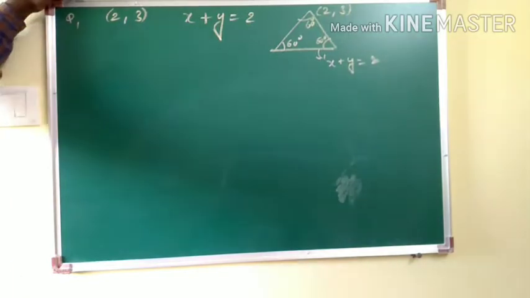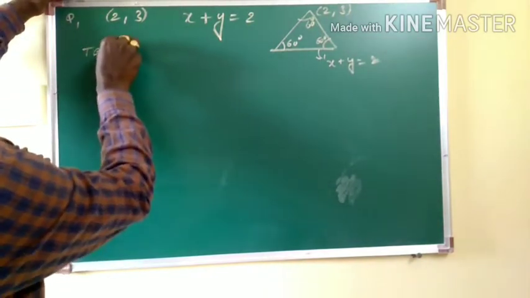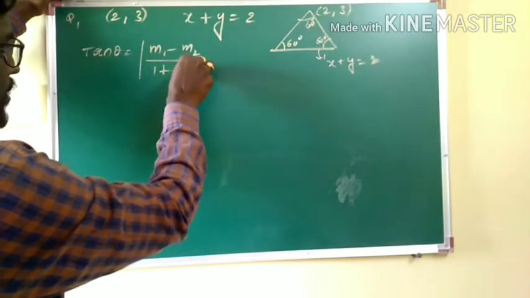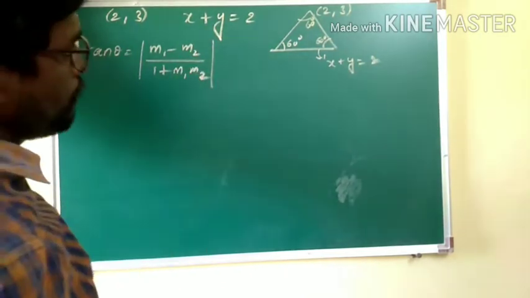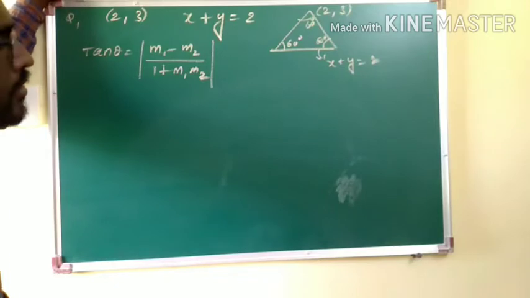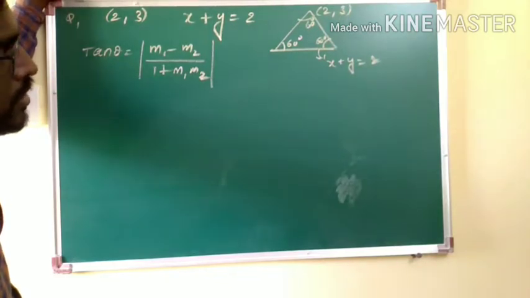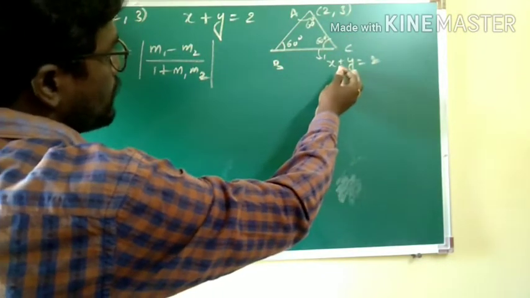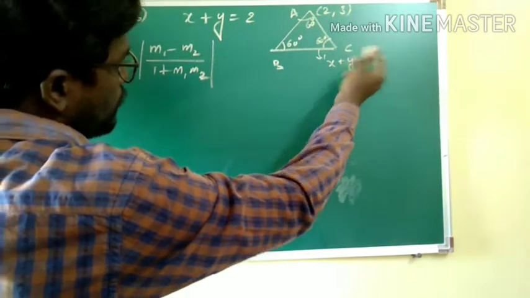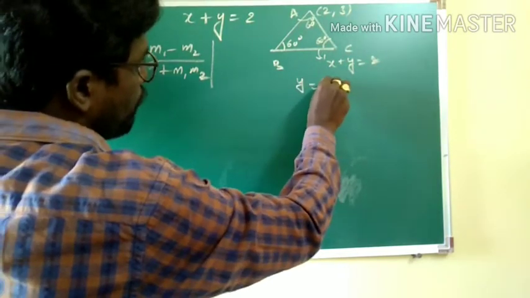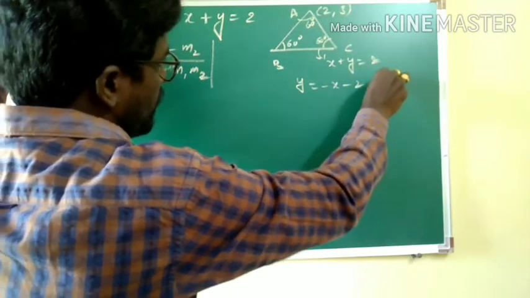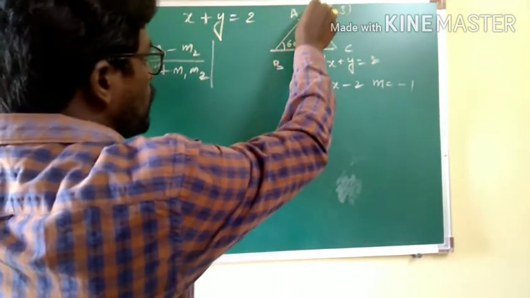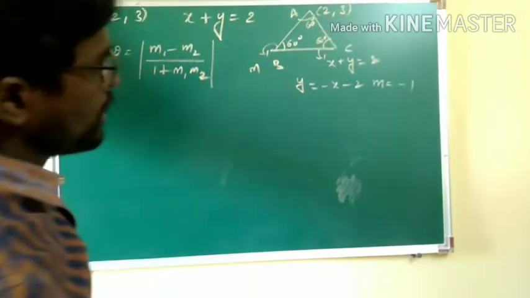What is the idea? We are aware that tan theta is equal to mod of m1 minus m2 by 1 plus m1 m2. First, let us try to trace out the slopes of the other two sides. Let's say the triangle is A, B and C. Now we know the slope of BC. Because x plus y equal to 2, if you write this as y equal to minus x plus 2, you will get m equal to minus 1. So the slope of BC is minus 1. And let's consider the slope of AB as some m, since we are not aware of it.